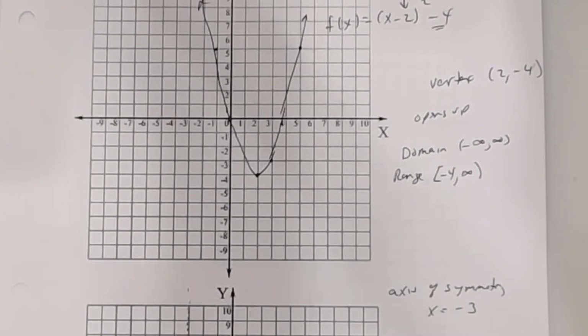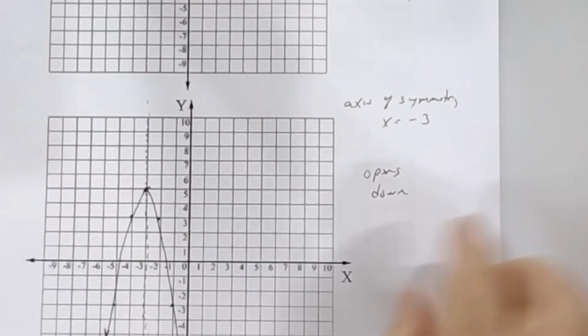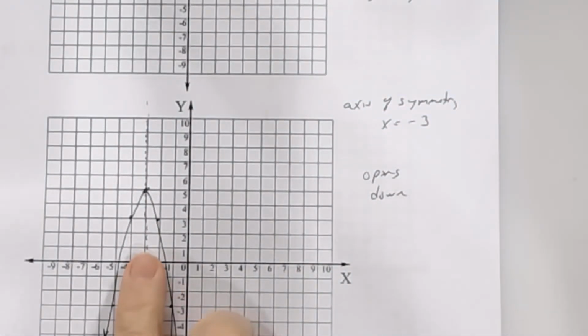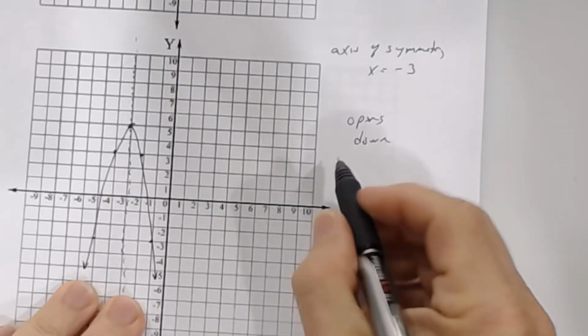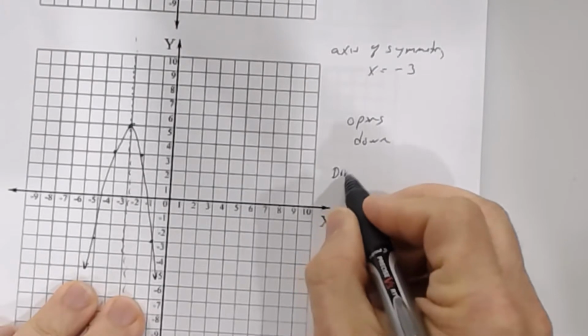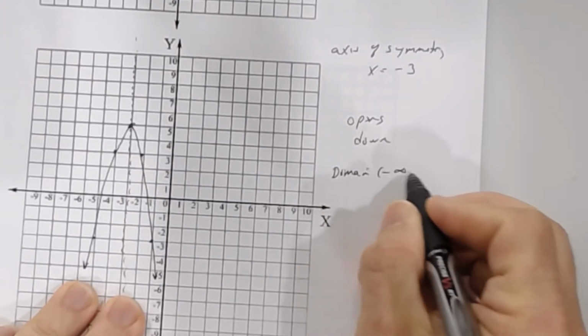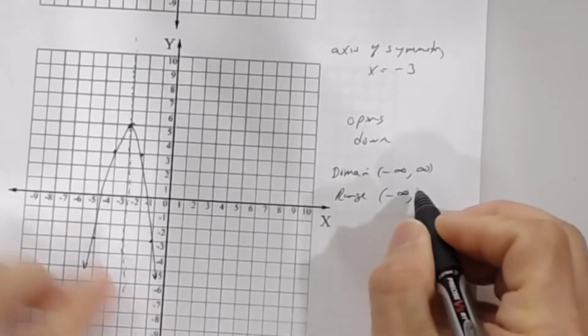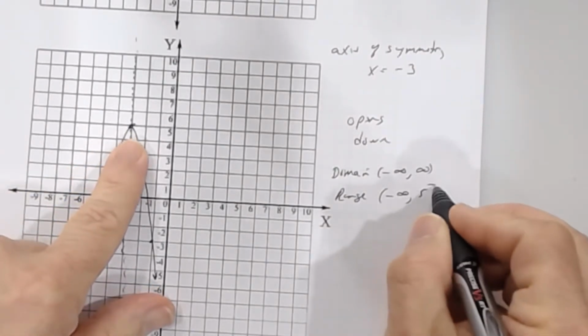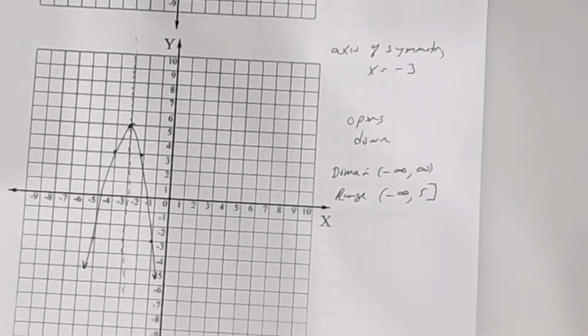-4 all the way to what? Infinity. Okay. Let's look at this one. What's the domain from the graph? I'm sorry, the range from the graph? -infinity to 5 is the range. The domain is always going to be -infinity to infinity. So the range is from -infinity all the way to what y value? 5 with a bracket.